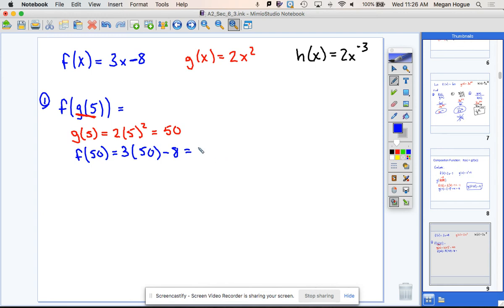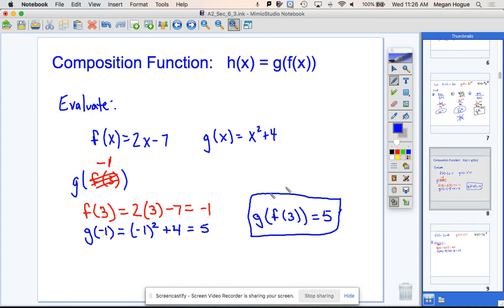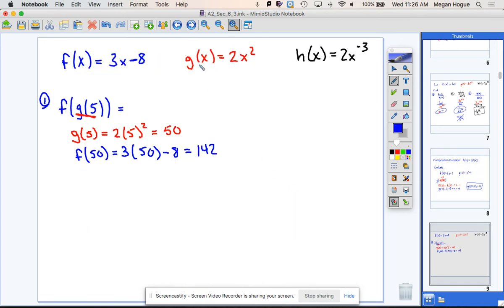Yep. Now, on the last problem, I rewrote f of g of 5. 142. You don't have to rewrite it every time. Just circle that last number. You don't have to rewrite your answer, because you'll have your original problem up here. So you don't need this part.